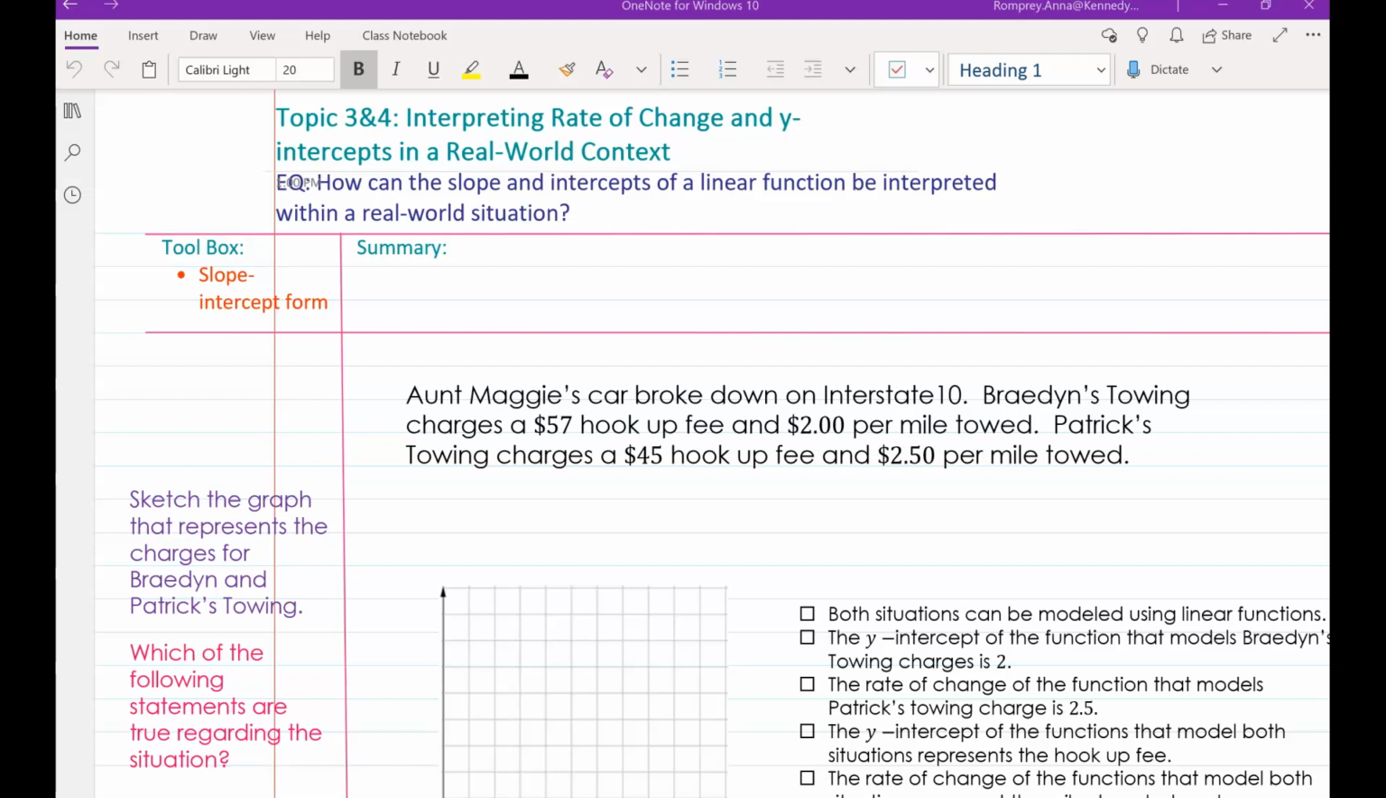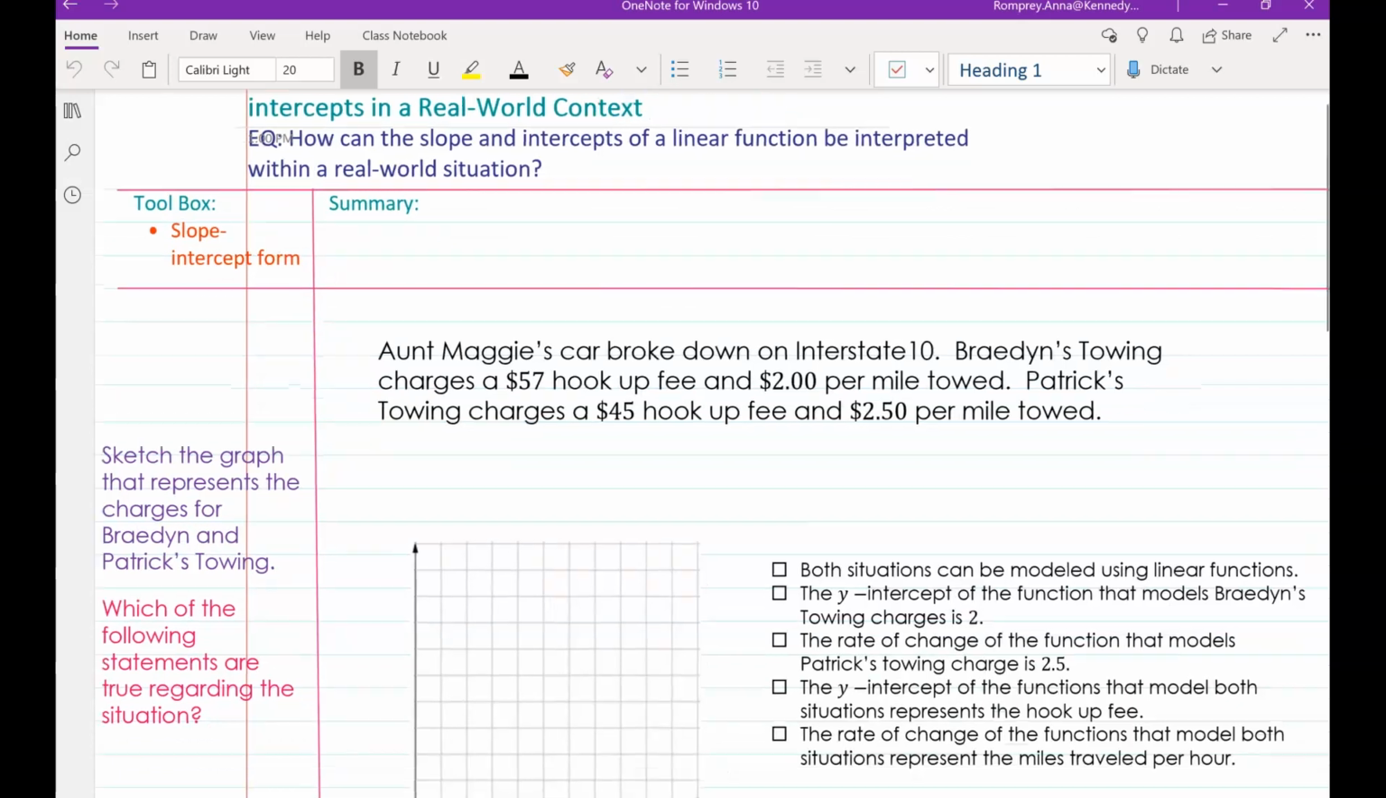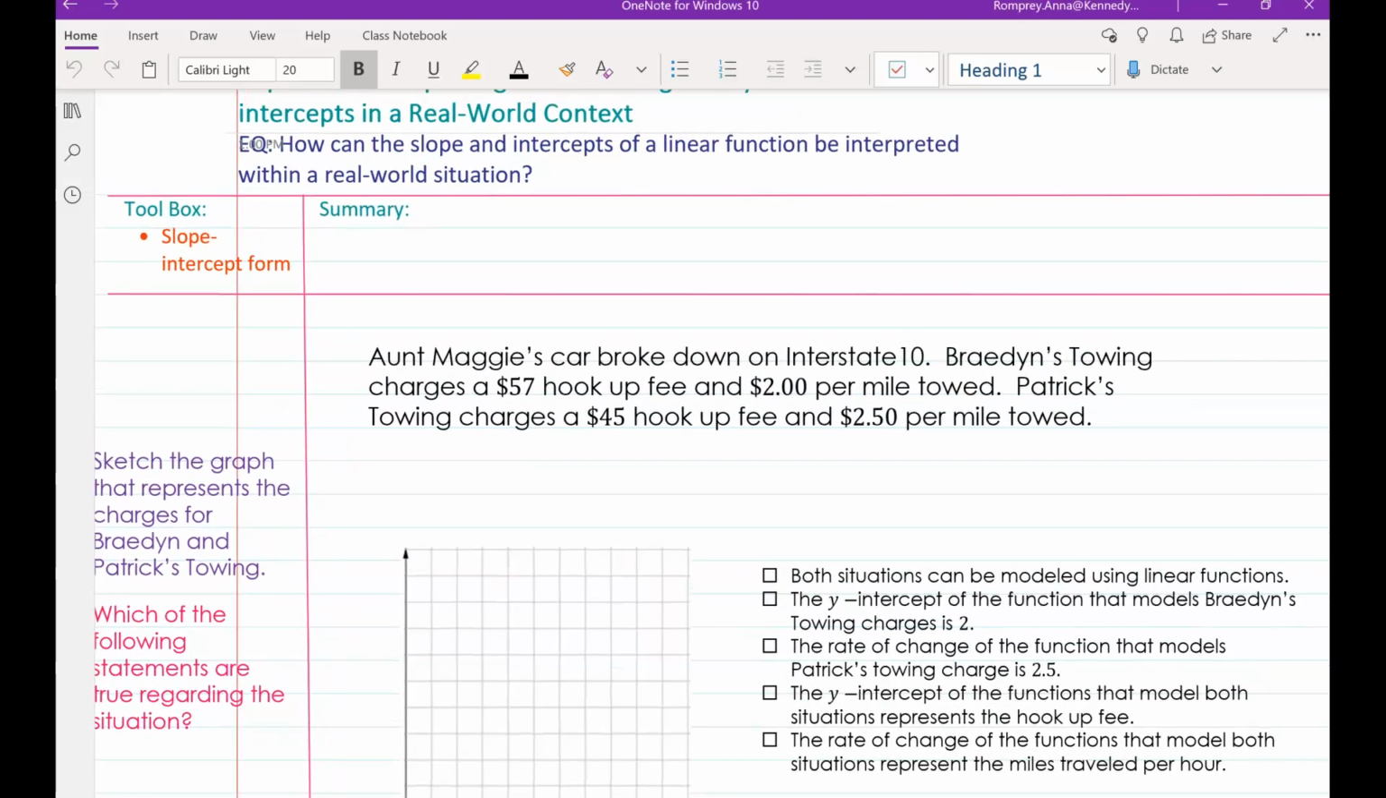Welcome back. So we're going to continue looking at rate of change, and we're going to throw in some y-intercepts, and it's all within a real world context. So yes, lots of word problems. I know, your favorite. So Aunt Maggie's car broke down on Interstate 10.